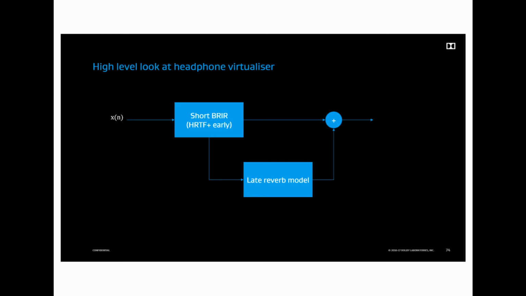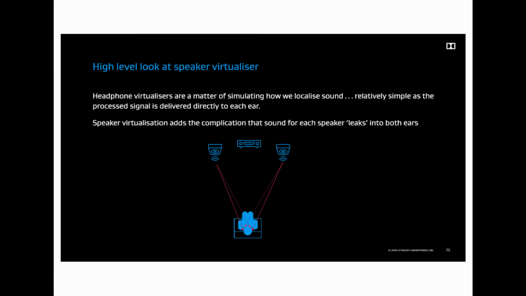So the next thing I'm going to look at is how do we do this for two speakers. So generally speaking, we might have two speakers in front of you. You can see in the diagram here. And we want to create the effect of sound coming from different locations. So the problem we have is that we have sound leaking into both ears.